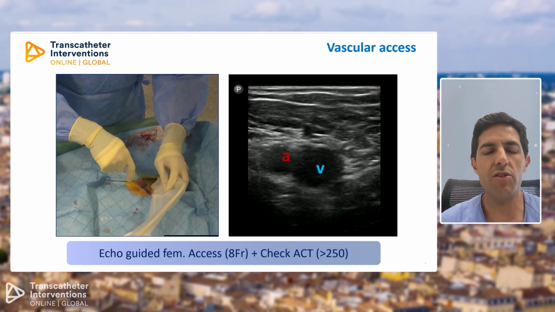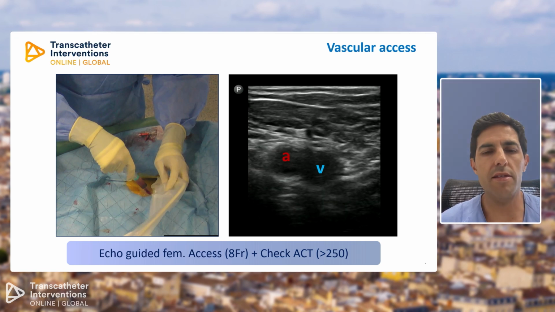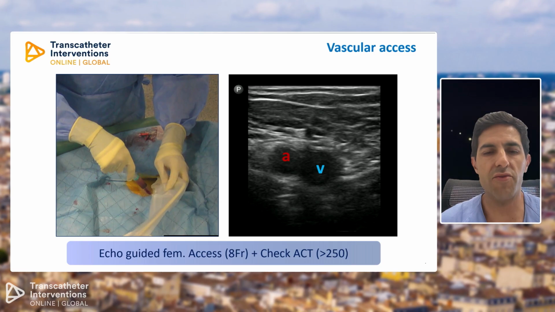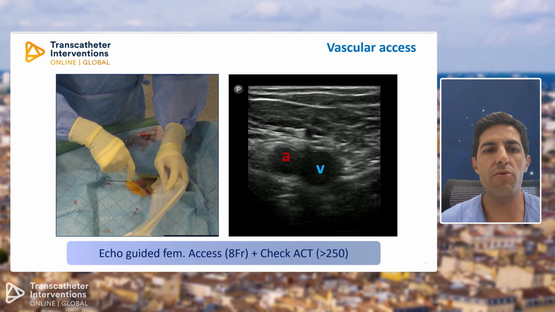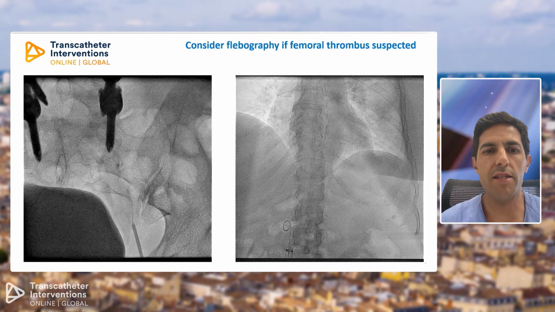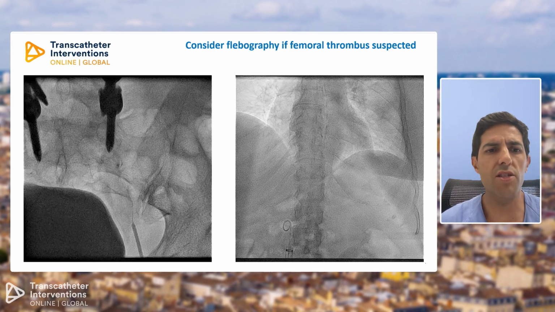For starters, you need a vascular access echo-guided. This is nothing new, but very critical in terms of safety, so that you don't puncture a vein that is thrombosed. You can make some mistakes over there. We usually just use an 8 French sheath, and we check ACT, and then if you are unsure, what you can do is do an angiogram.